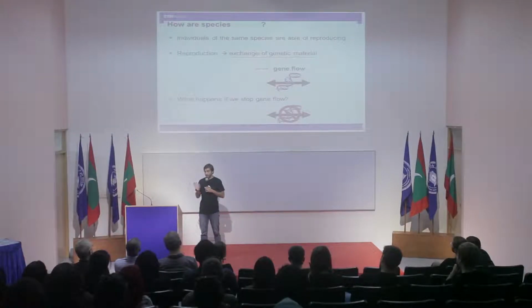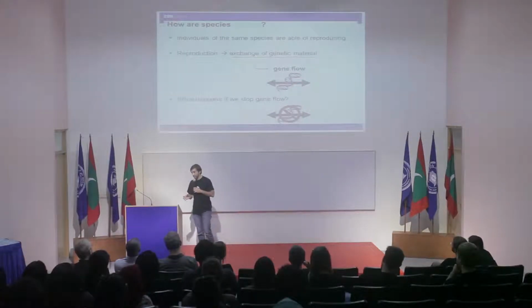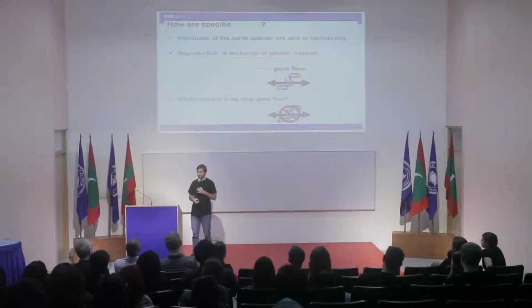We know that individuals of the same species are able to reproduce, right? And this reproduction will lead to an exchange of genetic material. This is what we call gene flow. And an interesting question is, what happens if this gene flow is stopped? To explore this in an easier way, I will start with elephants, and then we'll go to fishes.